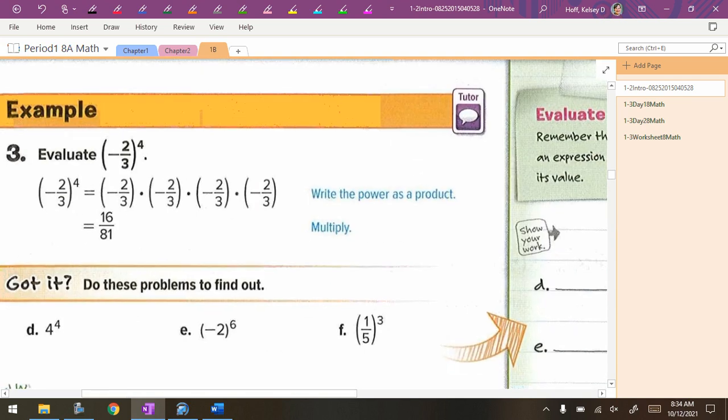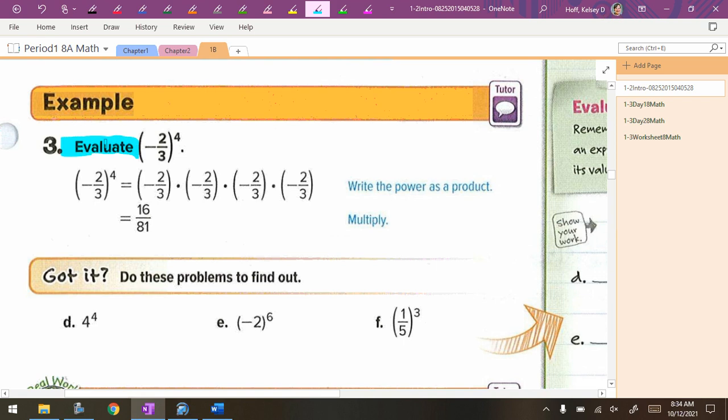Okay. Now, sometimes they're going to use the word evaluate. Evaluate means we want to actually calculate what the value is. We don't want exponents anymore. So they have negative 2/3 to the fourth power. What that means is negative 2/3, negative 2/3, negative 2/3, negative 2/3, 1, 2, 3, 4 times. I don't know about you guys, but I don't want to have to write this stuff out this many times.